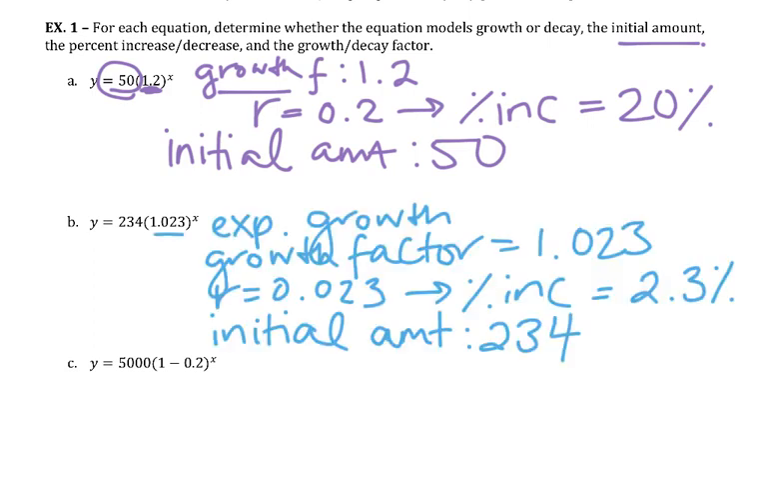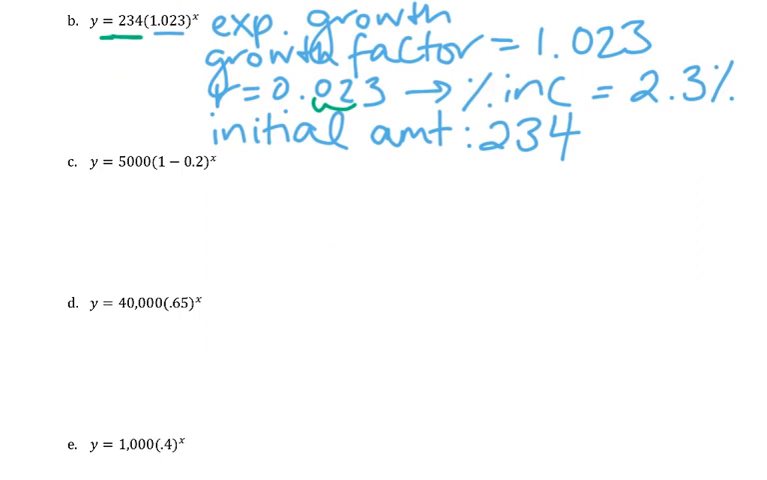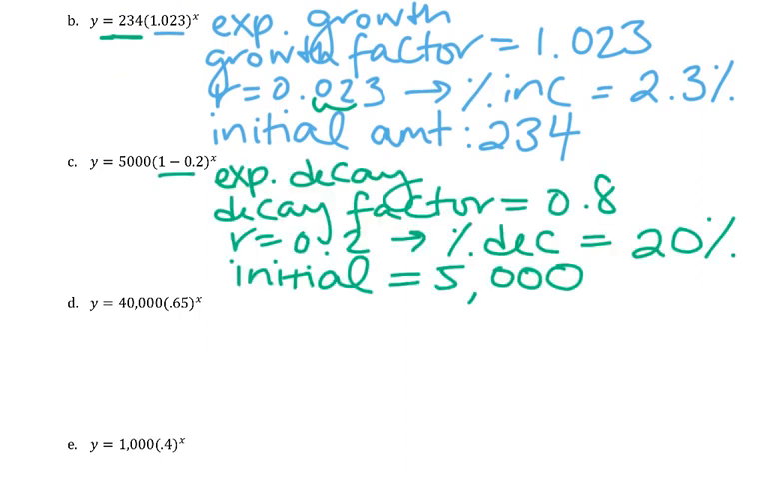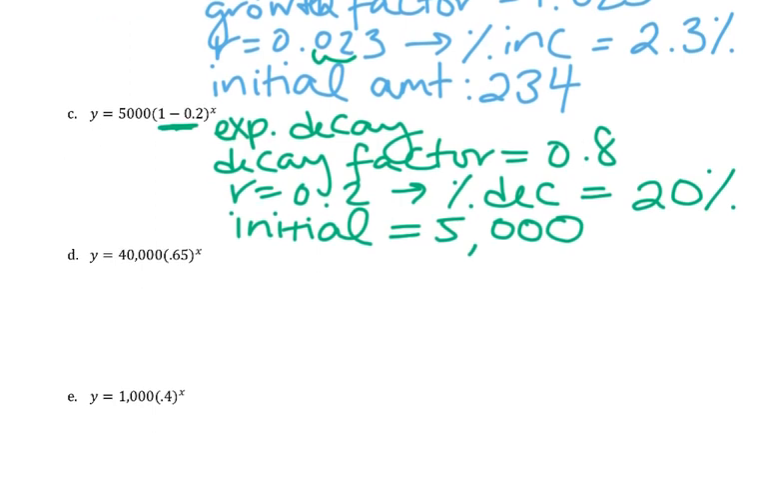Here's the answer for part B. It represents exponential growth. The growth factor is 1.023, which means R is 0.023, so our percent increase, when we move the decimal over 2 places, is 2.3%. The initial amount is 234. On to part C. Make sure you've tried it before you check the answer. In part C, we have exponential decay because we are subtracting a value from 1. The decay factor, 1 minus 0.2, is 0.8. Our R value was 0.2, so the percent decrease is 20%, and the initial value is 5,000.